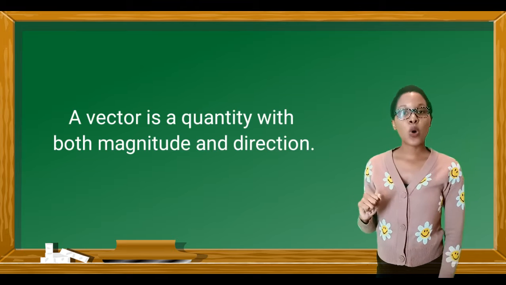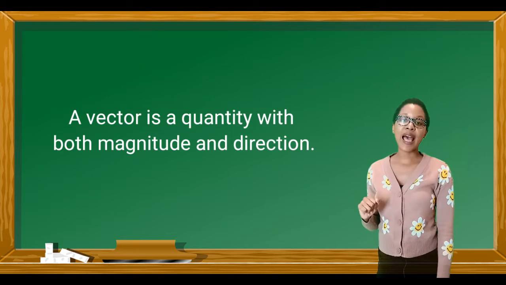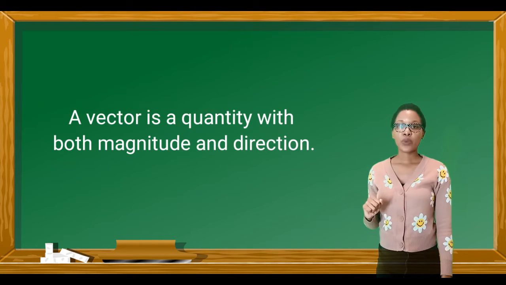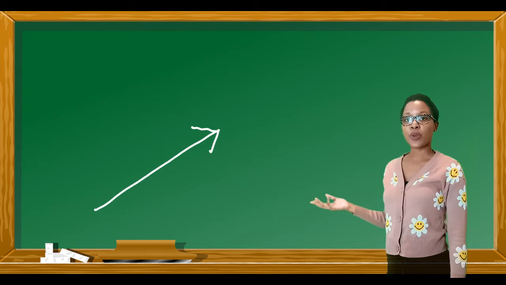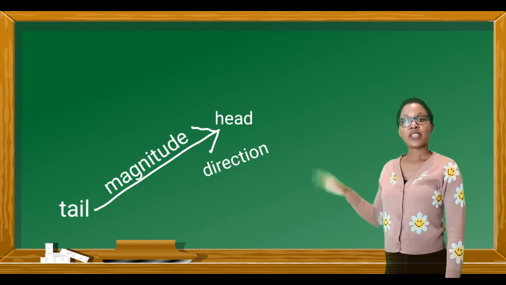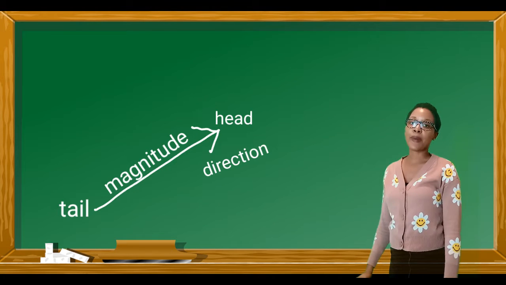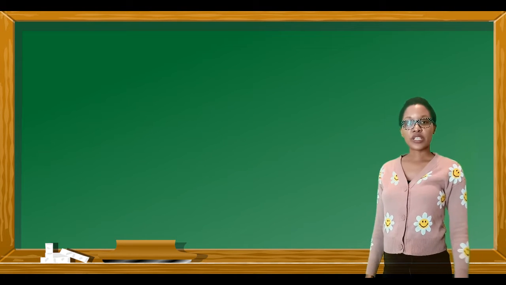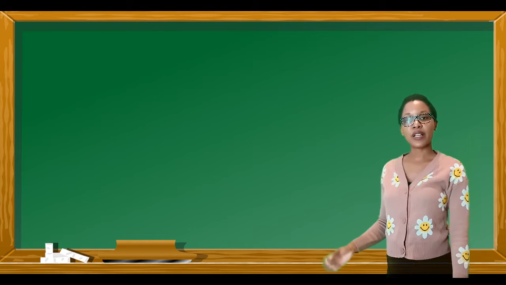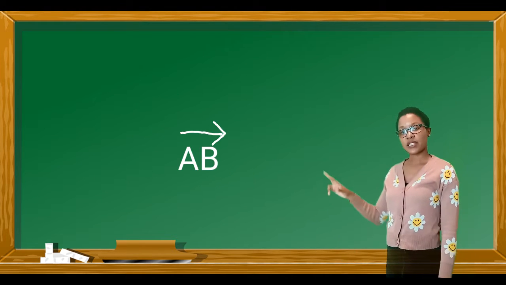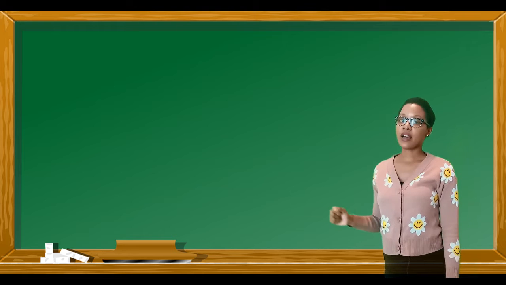A vector is a quantity with both magnitude and direction. We can use an arrow to represent a vector. The arrowhead shows the direction and the length shows the magnitude of the vector. There are several notations for a vector: a common letter, capital letters with an arrow above, and column.